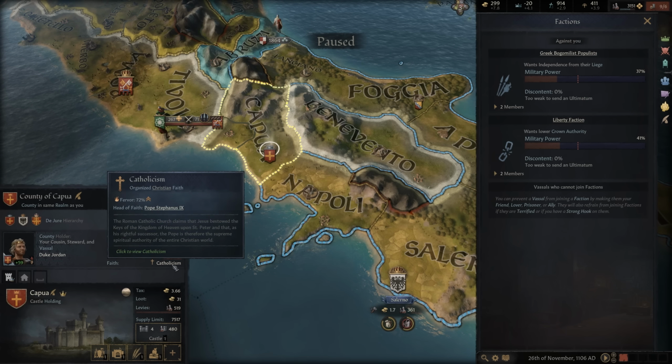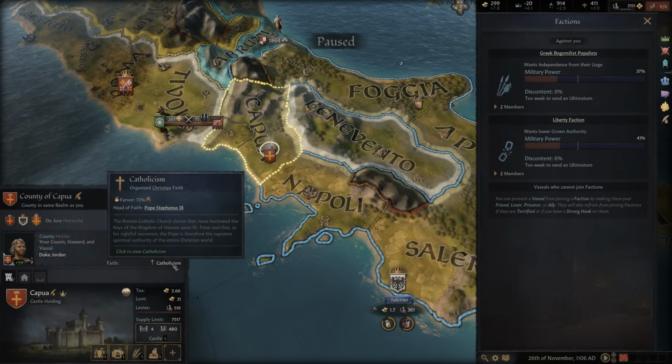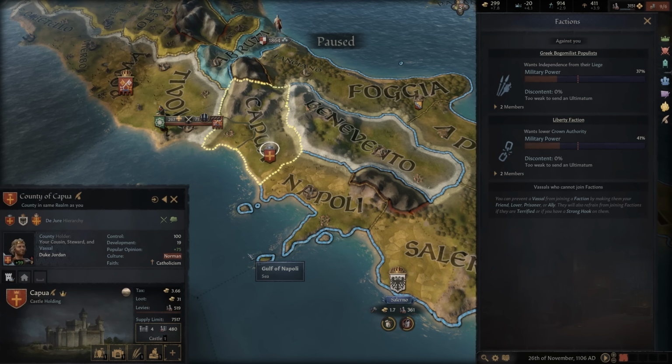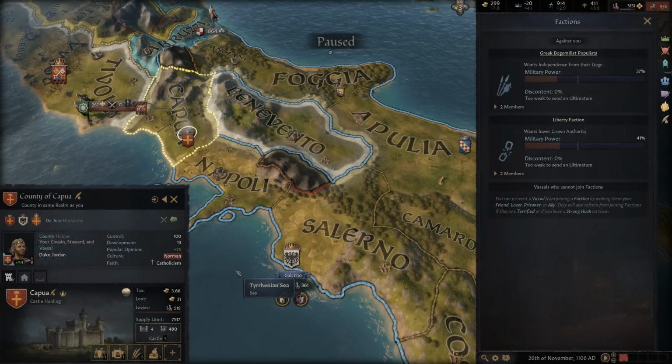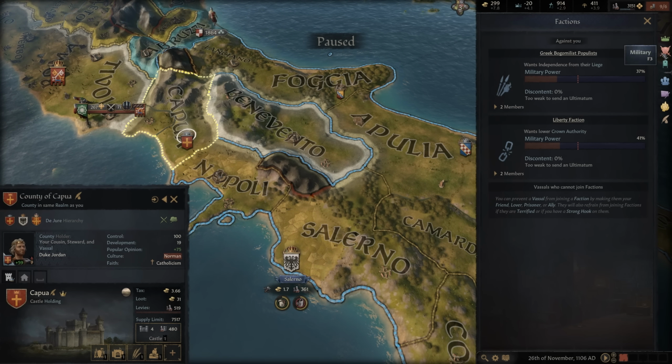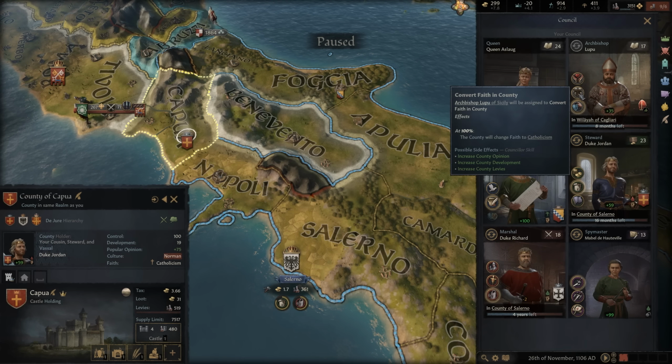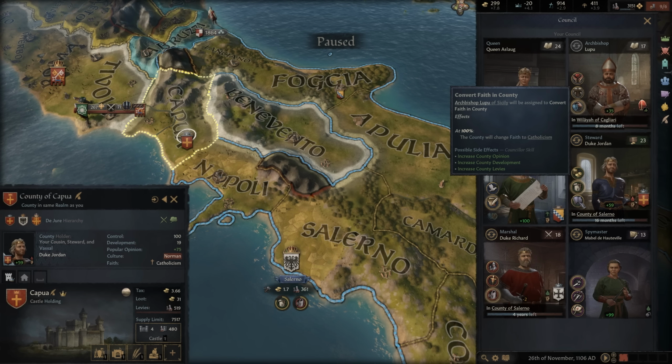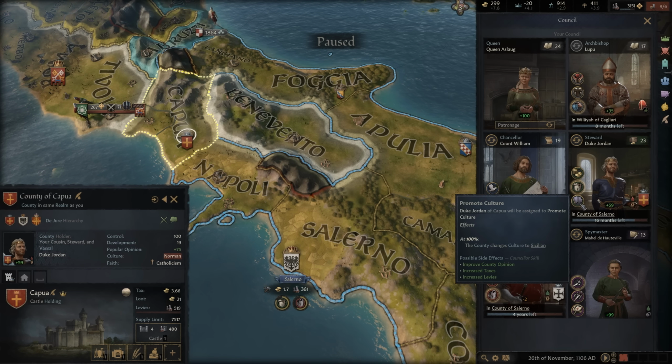It's mainly faith that has a big point on this, because if your faith is different and it's a faith that you're at war with, that will cause a lot of issues with your popular opinion and result in some faction growth. You can increase your popular opinion by culture and religion, like I was saying, but also your chaplain and steward can help out with this. So going to the council, your chaplain, or the archbishop in this case, can convert the faith in a county, and your steward can promote a culture.